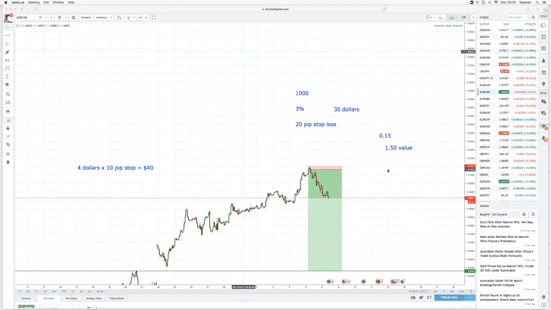If any of you have any problems working out the lot sizes of an account still, in the next video, I'm going to show you what a lot size calculator is. It's just a little tool. While you're learning to work out lot sizes yourself, you can use the calculator to help you.